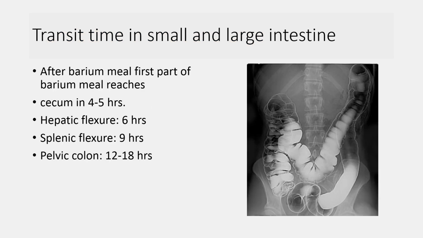Transit time in the large intestine is longer. So here we can see the barium meal study. After the intake of the barium meal, it passes from the stomach and small intestine and then enters the large intestine. It takes about 4 to 5 hours to reach the cecum after the intake of the barium meal, and it reaches the hepatic flexure in 6 hours. It reaches the splenic flexure in 9 hours, and it takes 12 to 18 hours to reach the pelvic colon. So transit time in the large intestine is long.